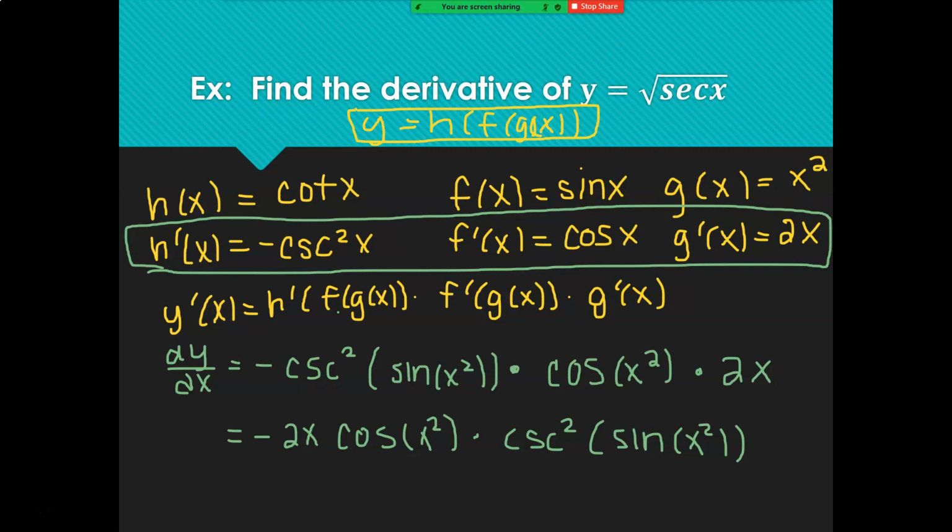Commutative, so it can be any way you want. Remember, it's the cosecant squared of this. The x is replaced with f of g of x, which is the sine of x squared.